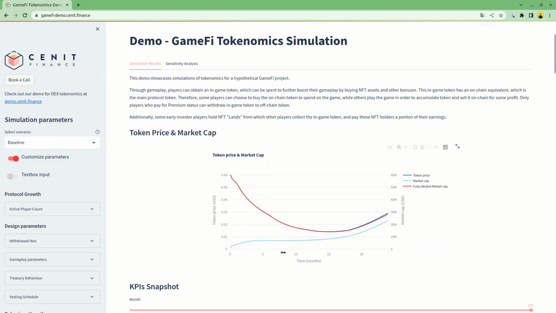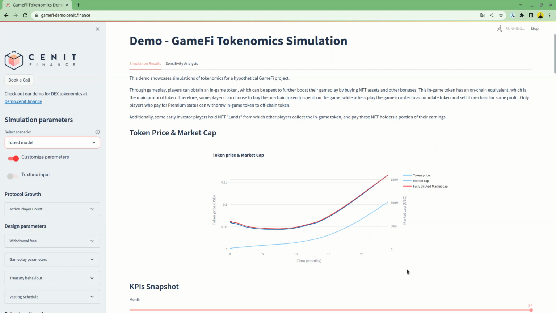As you can see here, the tokenomics initially do not look quite promising, since the token price is going down up to 75% from the initial price. Today, we will see how to transform this price evolution into this one by changing different parameters and tuning parts of our economy.